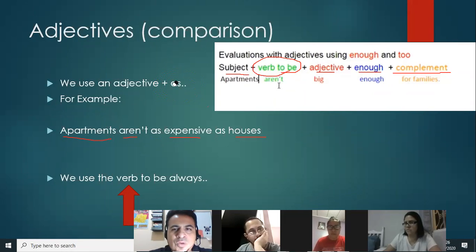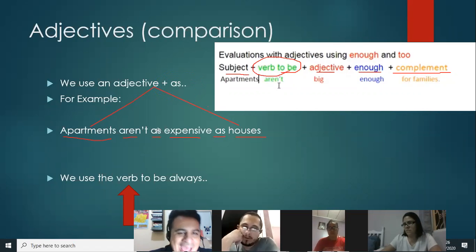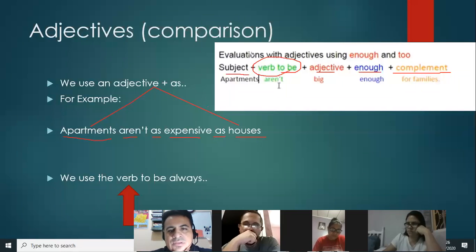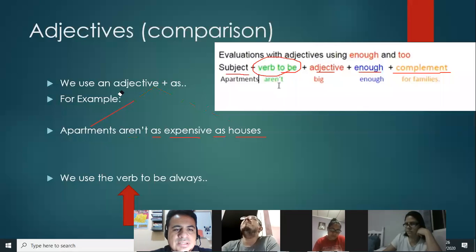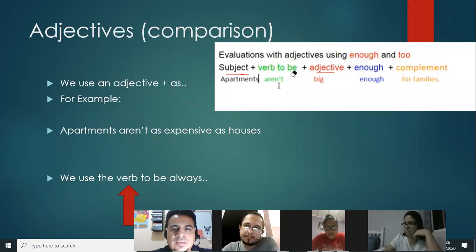Yes. Lo que estoy comparando aquí, ¿ya se dieron cuenta las dos cosas que estoy comparando? Sí. Estoy comparando apartments, un apartamento con una casa. Exactly. Apartment with a house. Correct. I am comparing. So yes, I have to use as. Okay. Y después as. So for example, apartments aren't as expensive as a house. Okay. So en este caso, recuerde si estamos comparing adjectives, you're going to use as. Okay? Ya después vamos a hacer otros ejemplos, all right? But remember, again, verb to be. Here we have verb to be also.